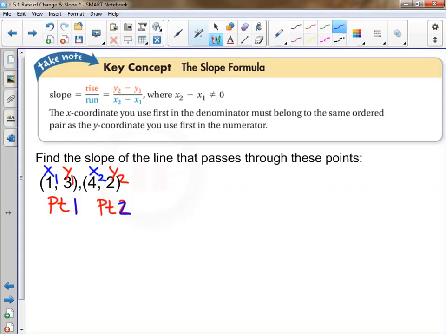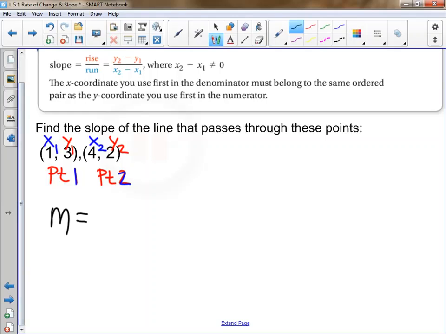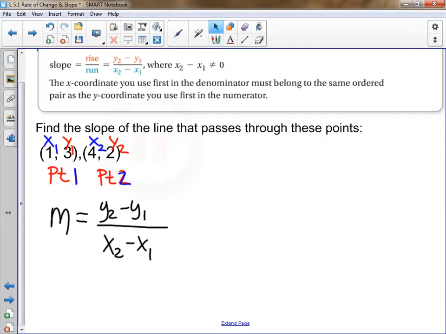Now I would suggest that when you do these problems, you label the points like I just did with an x1, y1 and an x2, y2. Now you can find the slope of the line that passes through these 2 points by using the formula. And as you first get to know this formula, you might want to write it down every time so that you remember it. So I'm going to write it down. M equals y2 minus y1 over x2 minus x1. Now all I do is replace each of the letters y2, y1, x2, x1 with the coordinate that matches it.